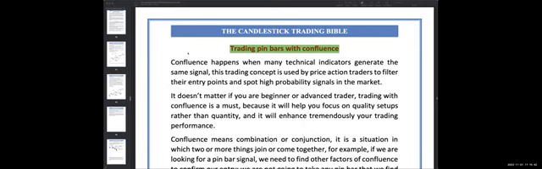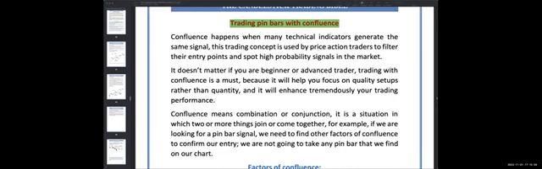5 losses, 1 win, still be profitable. It's all a matter of minimizing your loss, like calculating your risk. That's the main important factor. So trading pin bars with confluence.